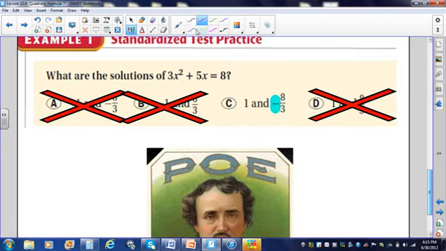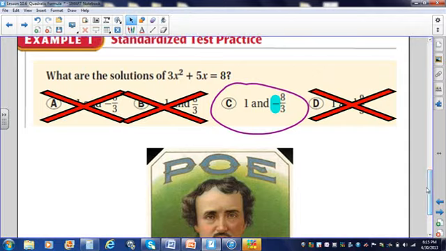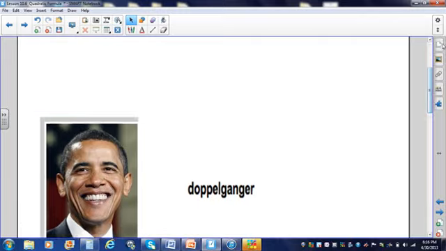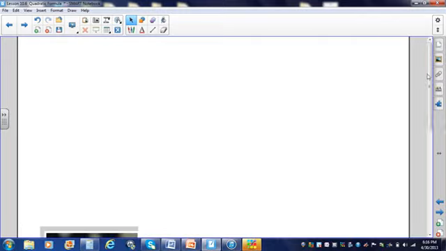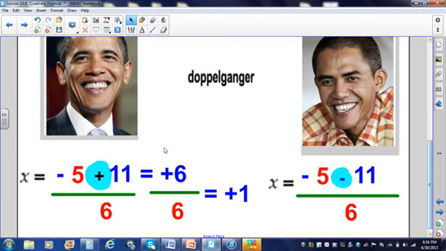So remember, quadratic formula is not difficult. First thing you have to do is get your A, B, C on the same side, plug all the numbers in, and chug. And don't forget, when you get down to the very end, you will have a doppelganger. Yes, you're going to have one that's positive and one that's negative.